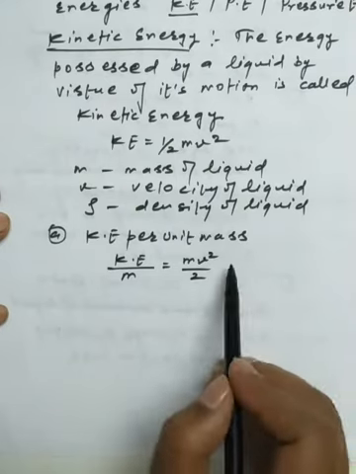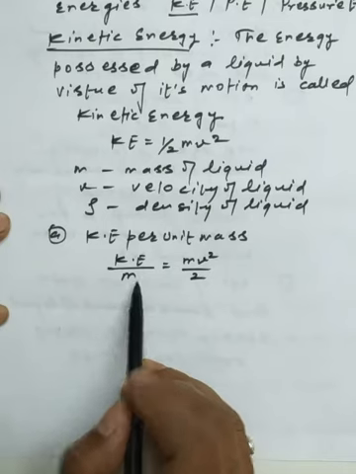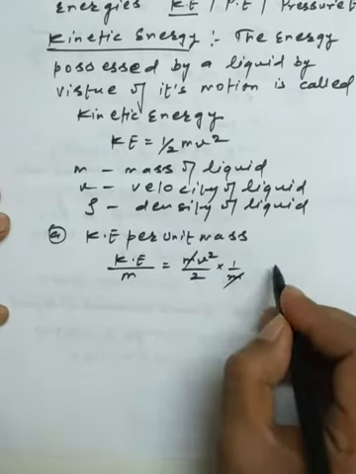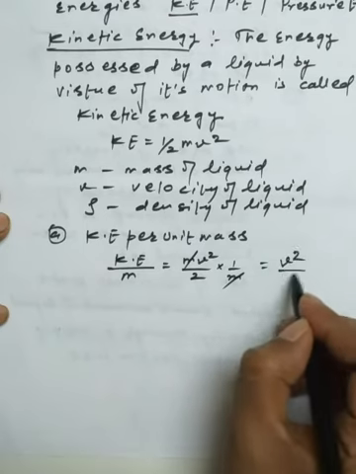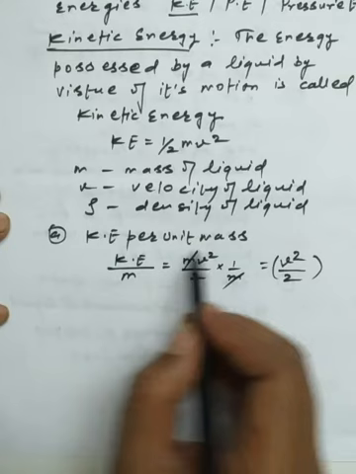First I am using the concept of the kinetic energy per unit mass. So I am simply dividing: half mv square is to be divided by m. So I get the formula v square by 2. So this is the first representation we have. Use this concept.